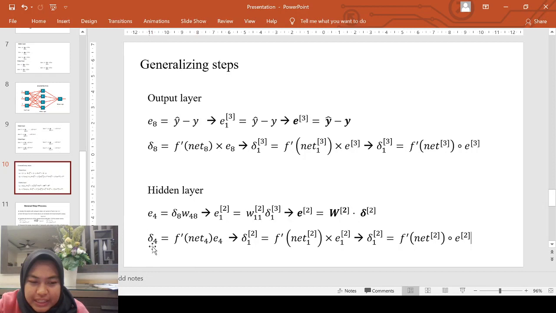And then for delta 4, we get it by F net 4 E4. So delta 1 of the second layer is equal to F net 1 of the second layer times E1 of the second layer. And then we get this equation.